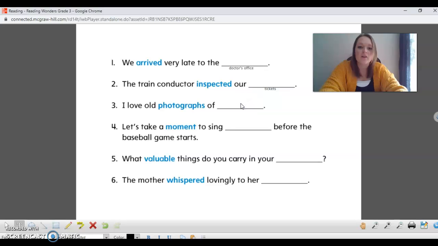I love old photographs of, photographs is a picture. Let's say family members. Let's take a moment to sing before the baseball game starts. What do we normally sing at baseball games? The national anthem.